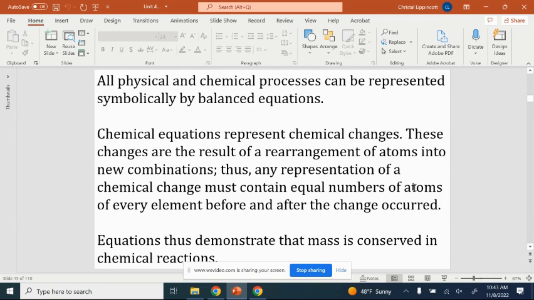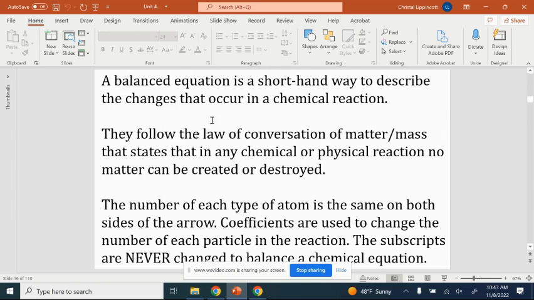We have to have balanced equations. This is the conservation of mass law. It cannot be violated. It's not like the speed limit where you're like, oh, I'll just go a little bit faster. No, in science, it is an absolute, okay? A balanced equation is a shorthand way to describe the changes that occur. They follow the law of the conservation of mass and matter, which states that in any chemical or physical reaction, we can't create or destroy matter.